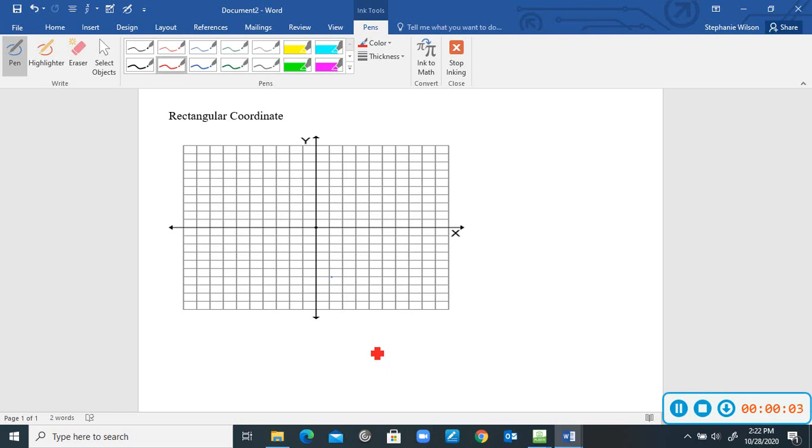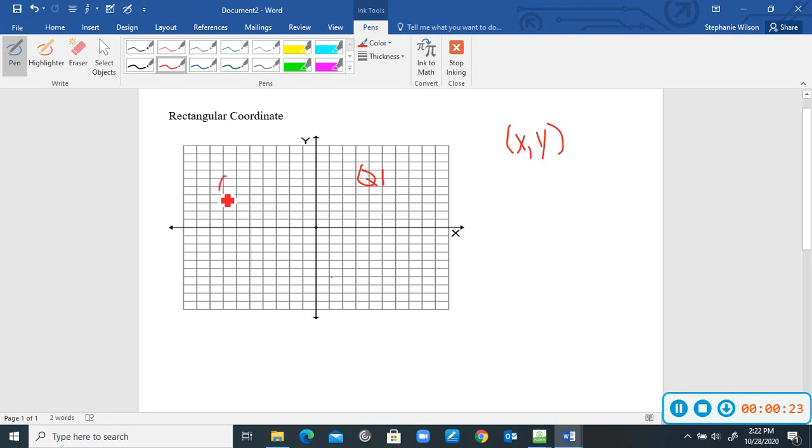Rectangular coordinates. Whenever we talk about coordinates on a graph, we always have this ordered pair of x, comma, y, where y depends on x. So let's start with this graph. We have 4 quadrants. This is quadrant 1.